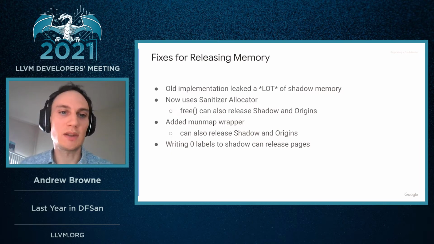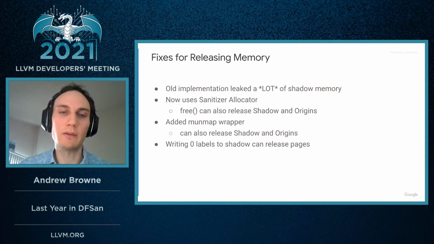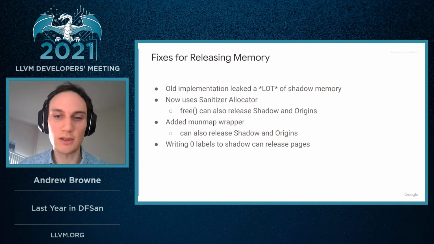Now DFSan uses the sanitizer allocator, so freeing memory will also release shadow and origins memory. We added a munmap wrapper, which also knows how to release the shadow and origins for freed memory. And as an optimization, writing 0 labels to shadow can now also release those pages. If a shadow or origin page of memory is all 0, then it won't be resident. So we want to release as many of those as we can to keep the memory usage down.